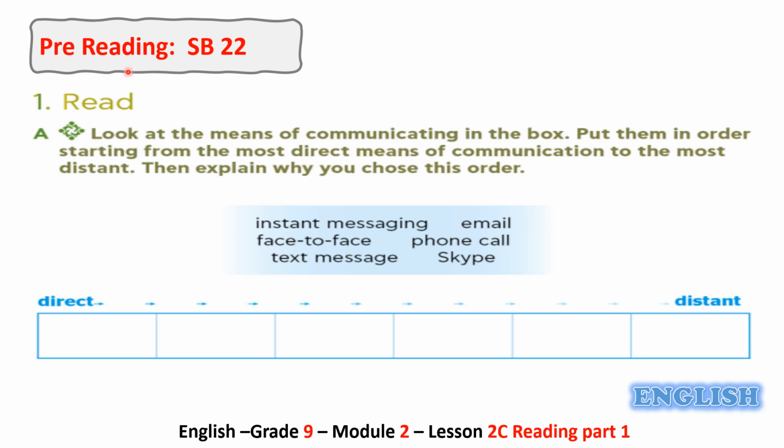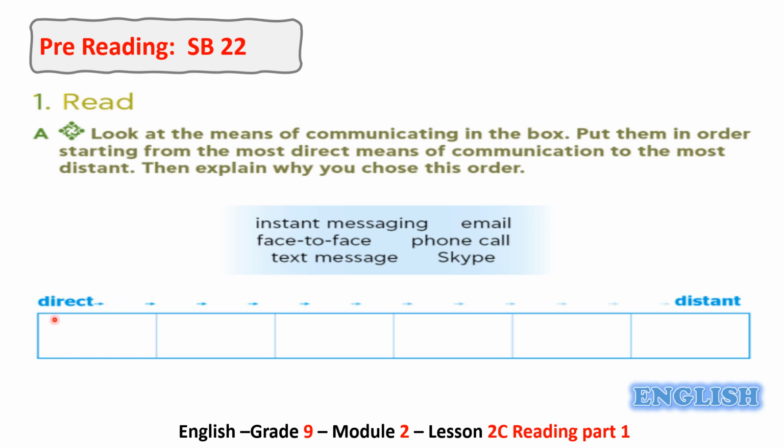And now, pre-reading activity. Students book, page 22. 1. Read. Exercise A. Look at the means of communicating in the box. Put them in order, starting from the most direct means of communication to the most distant. Then explain why you chose this order. In the box we have instant messaging, email, face-to-face, phone call, text message, and Skype. And now, let's start ordering them.